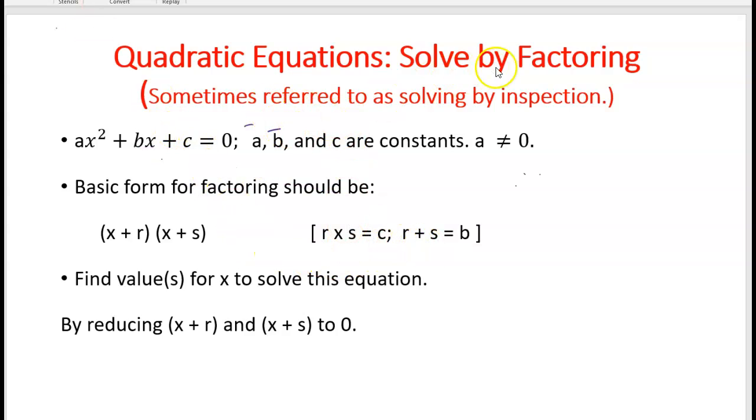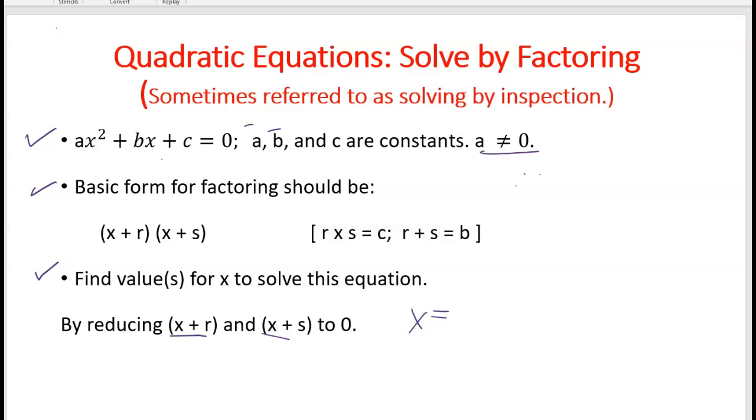So, let's move on to the next. Now, the third thing we need to make sure we're aware of is to find the values for x to solve this equation. We must reduce x plus r and x plus s to 0 by choosing the right values for x. Okay? And we know that anything times 0 is 0.